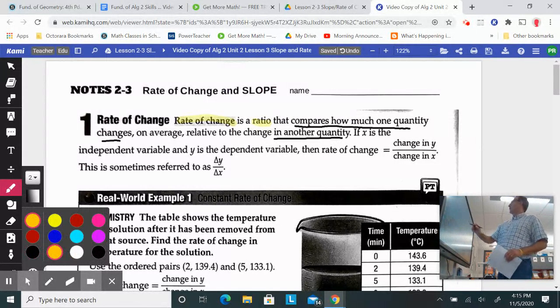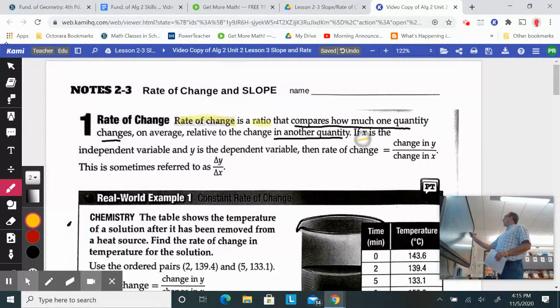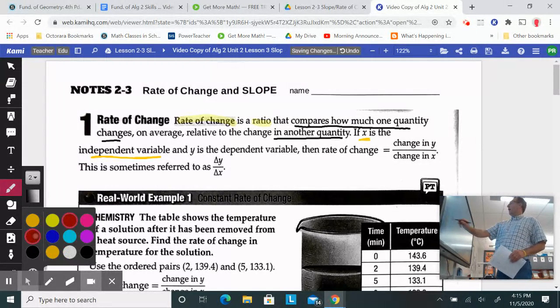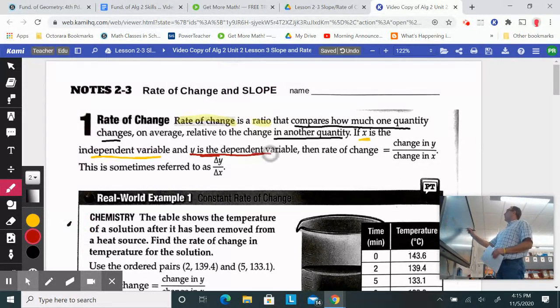Now the key here is the x value. The x is the independent value, whereas the y is the dependent. We learned that before. We talked about domains and ranges, inputs and outputs, x's and y's. Well, x's are the independent, and the y values are the dependent.